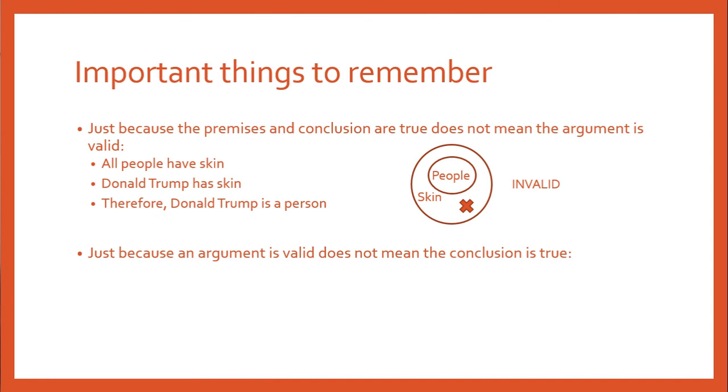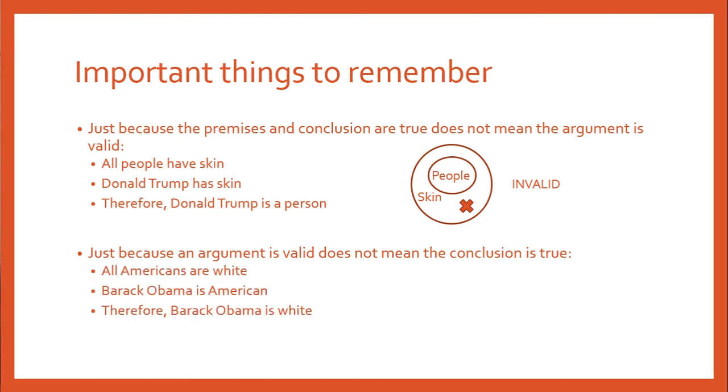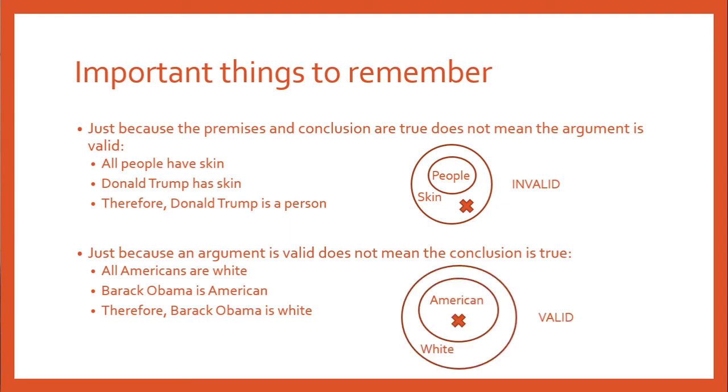And similarly, just because an argument has valid logic does not mean that the conclusion is automatically true. So in our syllogism here, all Americans are white. Barack Obama is American, therefore Barack Obama is white, is valid but false. So again, because of our all statement, we need a smaller circle labeled Americans inside a larger circle labeled white. And then to represent Barack Obama, we have an X inside the American circle.